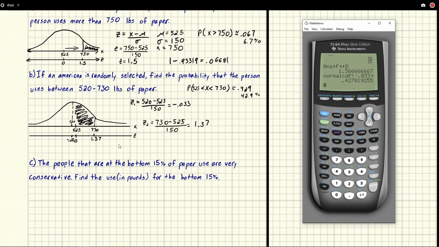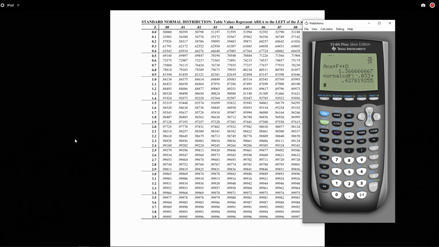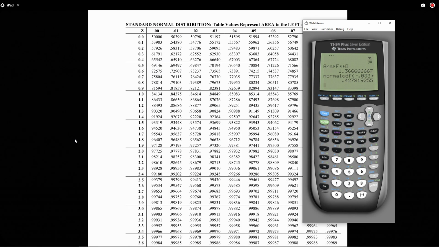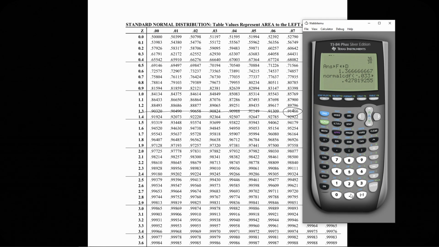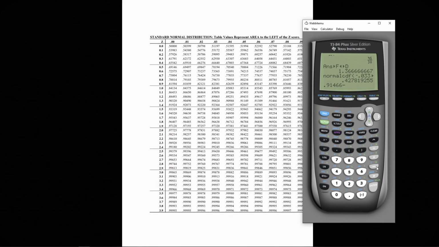Now, let's go ahead and check this with the chart. In the chart, we simply look up the bigger one and subtract off the smaller one. So we have to look up positive 1.37 and negative 0.033. Let's go to our standard normal chart. We want positive 1.37. So here's 1.3. Let's go over to 7. So it's this guy right here. I'm going to just type this in, 0.91466.